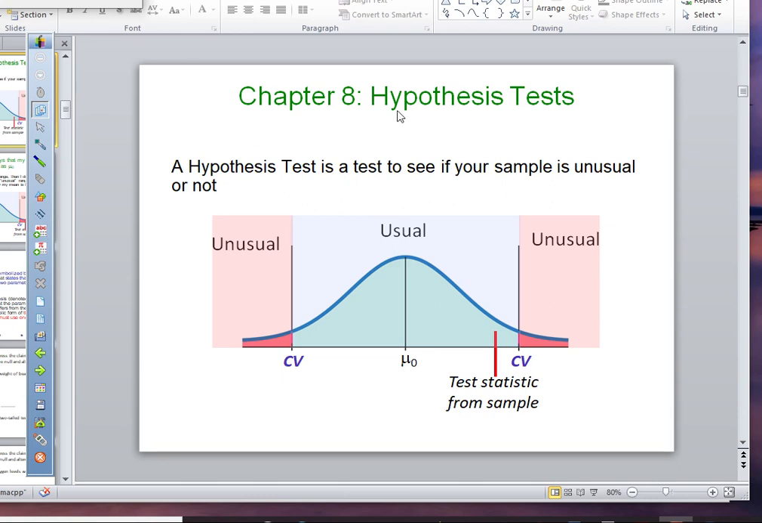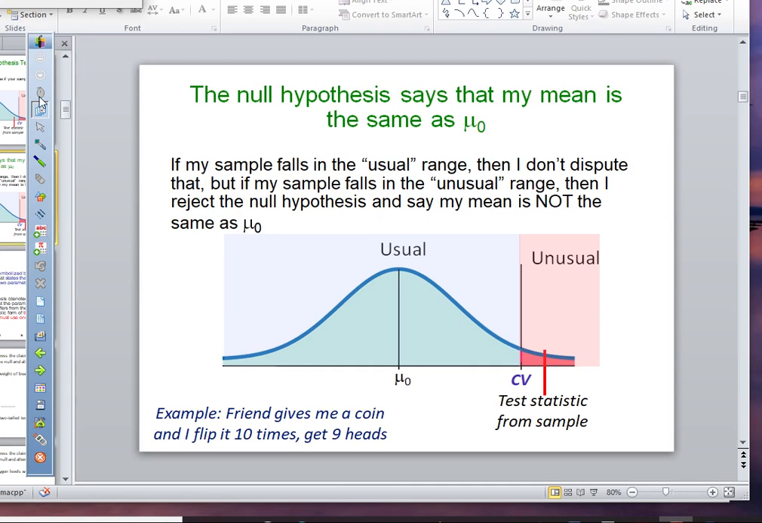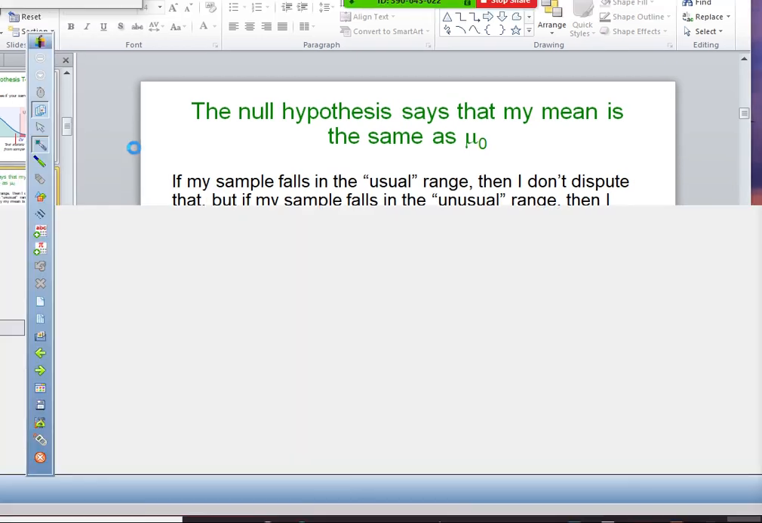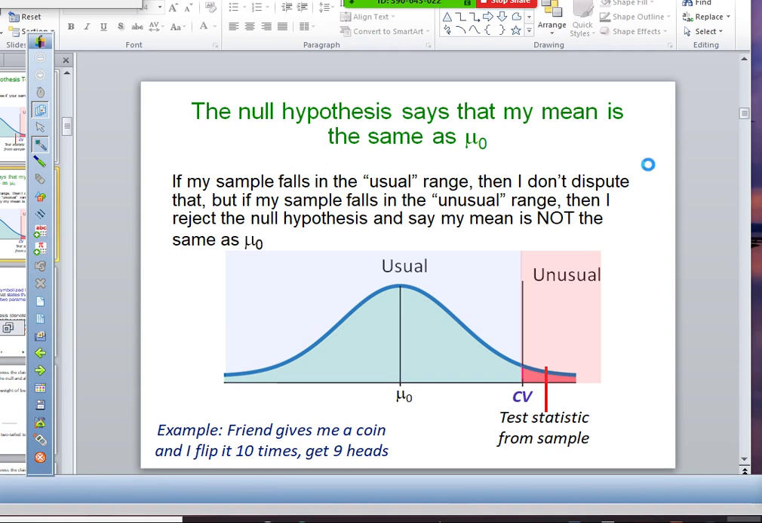So it's just a question. That's the whole idea. You're taking a sample, and we're going to see if you expect your sample to be the same as everybody else's. But if your sample is unusual, then we kind of look at it. Because the hypothesis test, the null hypothesis, says that your mean is the same as everybody else's mean.